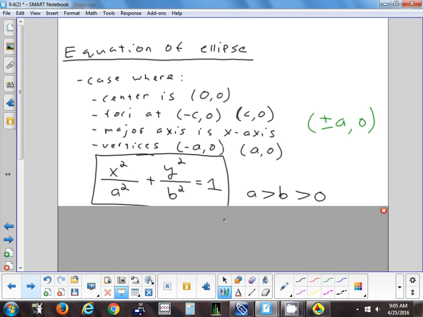And I use this trick to help figure out which way my major axis goes. Wherever the bigger number is, that's a. So the bigger number here is under x. If the bigger number is under x, that means the major axis goes in the x direction, horizontal. If the bigger number ends up under y, then the major axis is going to go in the y direction, vertical, up and down. So wherever the bigger number is, that's the direction of the major axis.